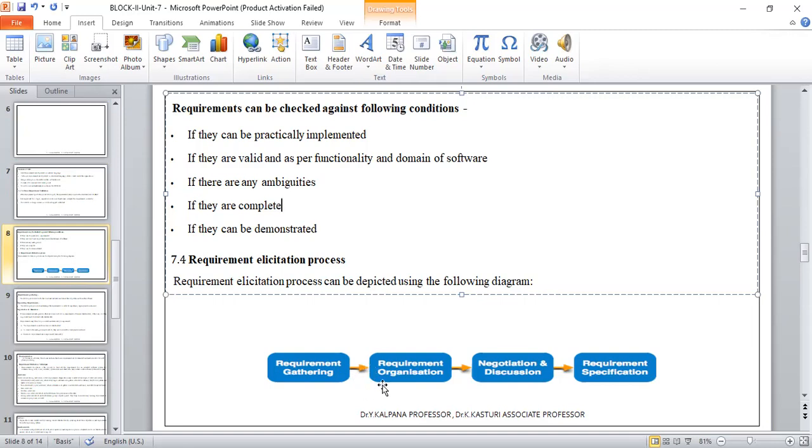Requirements are organized in a particular manner. And then not all the requirements will be taken into consideration. Certain requirements cannot be fulfilled for many reasons. Therefore, there will be negotiation and discussion. After that, they will draw up the SRS, the software requirement specification.